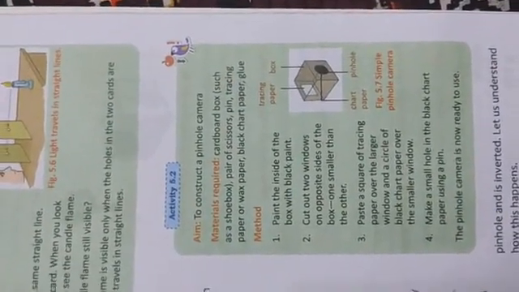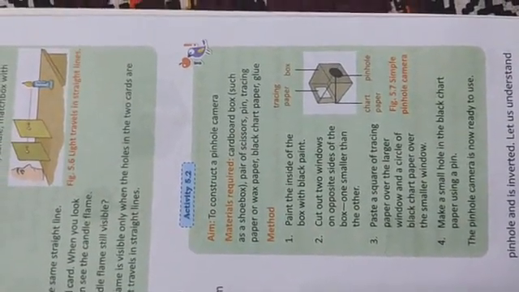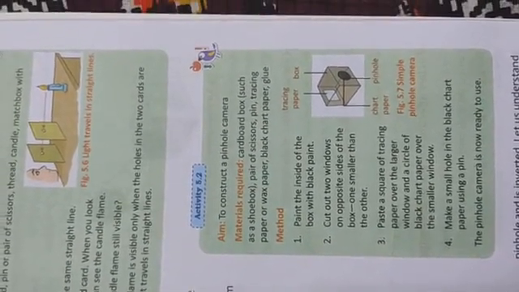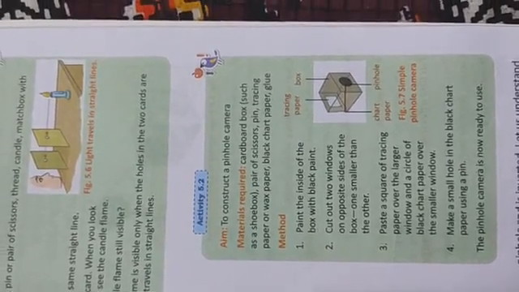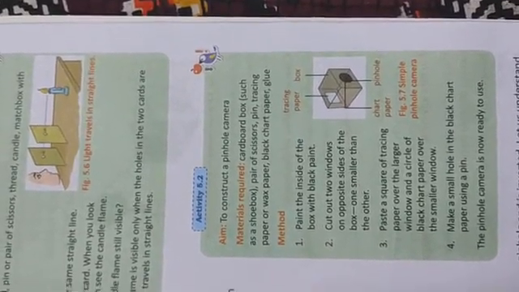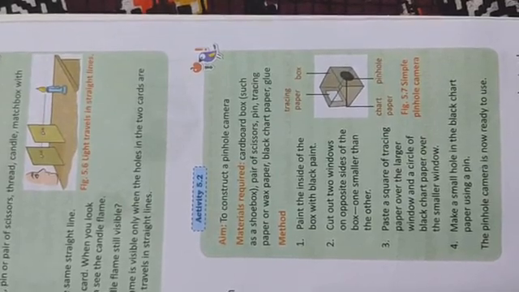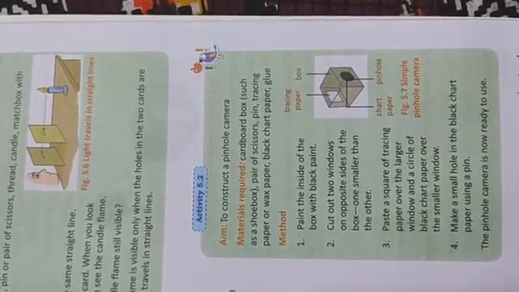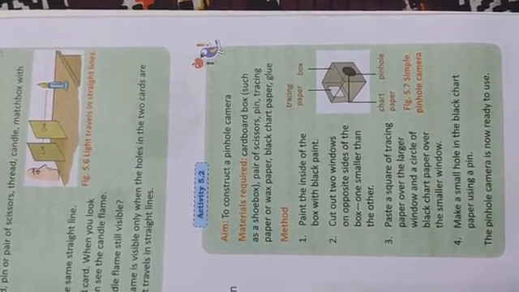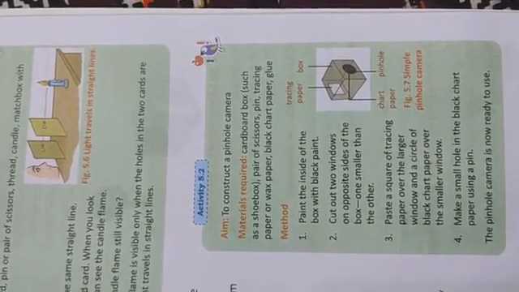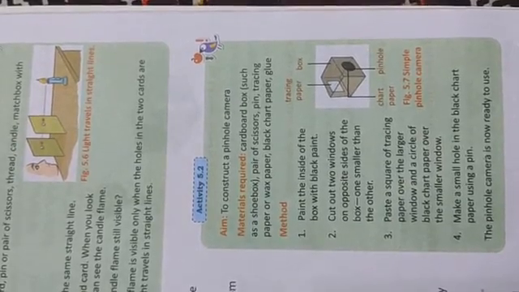First of all, you need a cardboard box, maybe same as a shoe box, a pair of scissors, a pin, tracing paper or wax paper, black chart paper and glue. First of all, you have to paint the inside of the box with a black pen. Cut out two windows on the opposite sides of the box. One is smaller than the other.